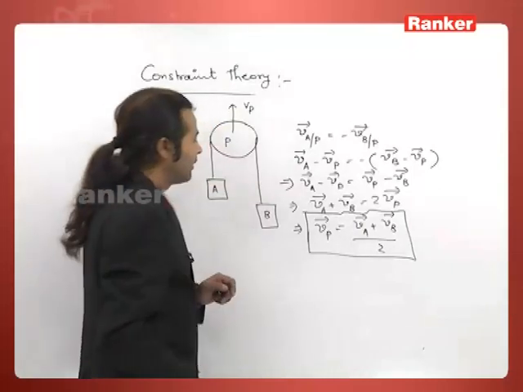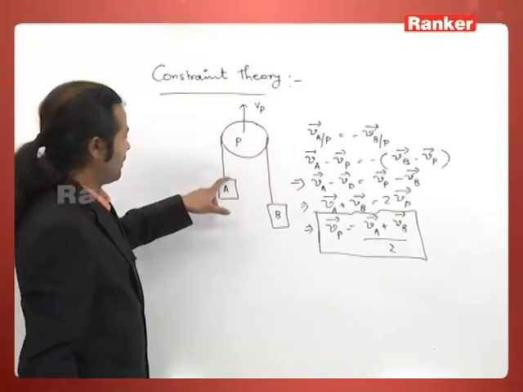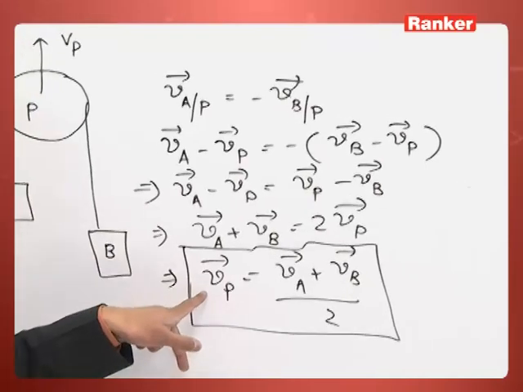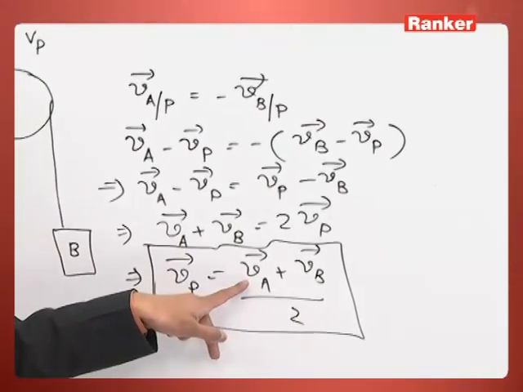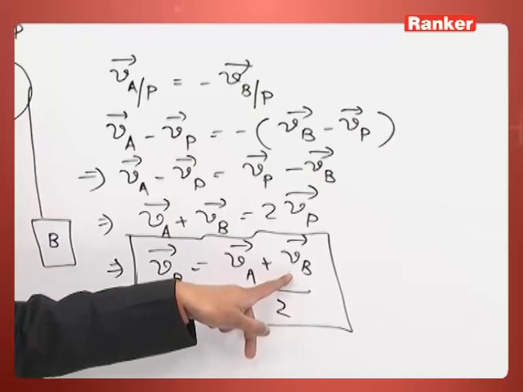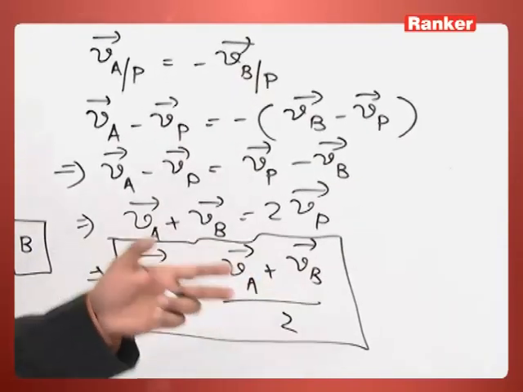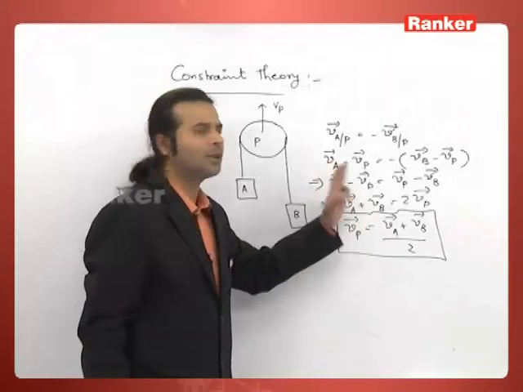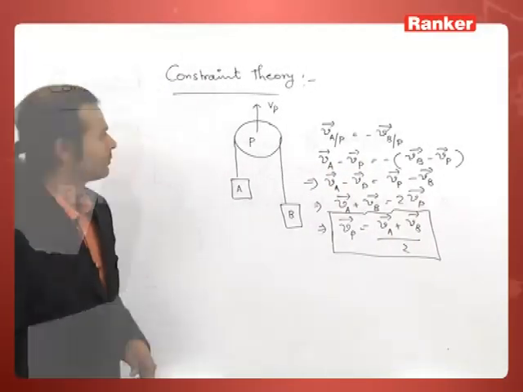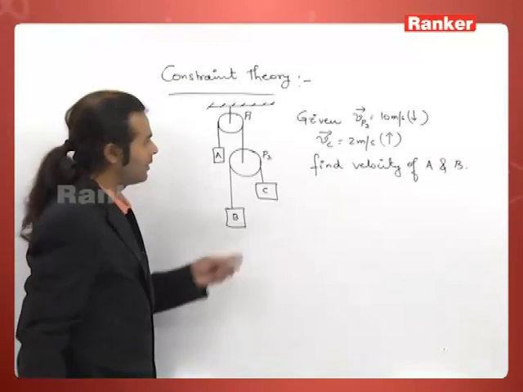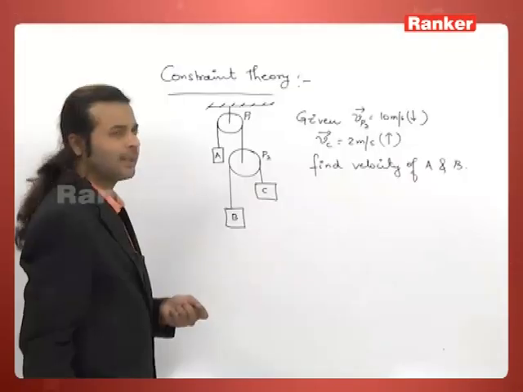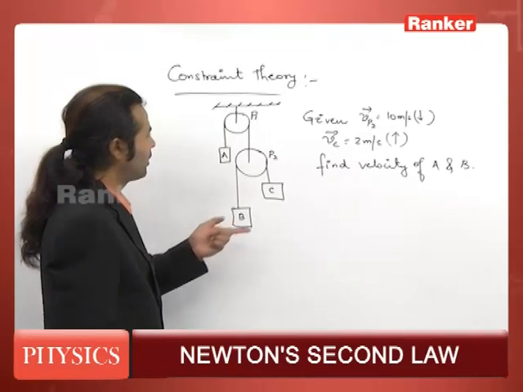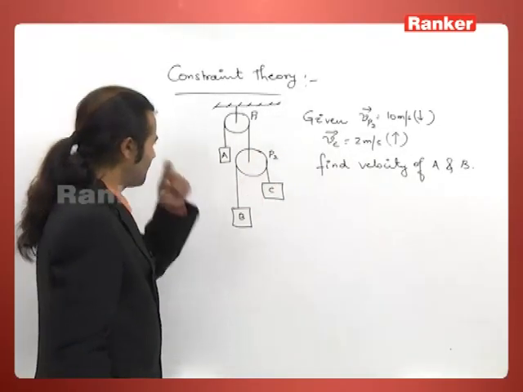Now remember, here all the velocities have to be substituted with proper signs. If you take upward as positive, downward is negative. You have to substitute with proper signs. This is a pulley system given, all the velocities are given. We need to find out velocity of A and velocity of B. Velocity of P2 is given.